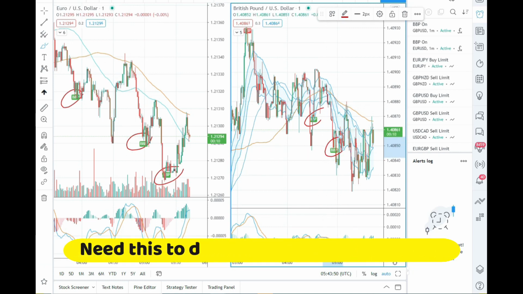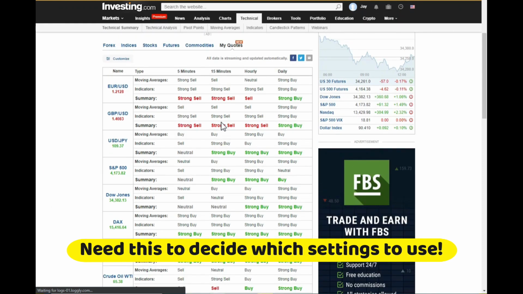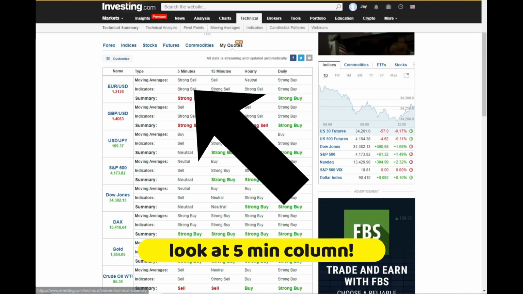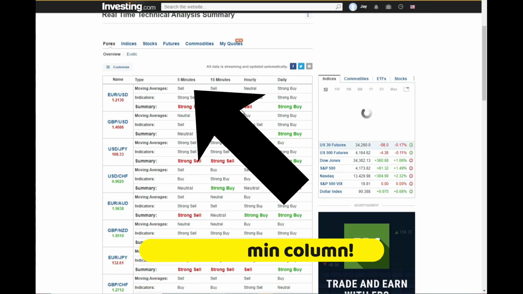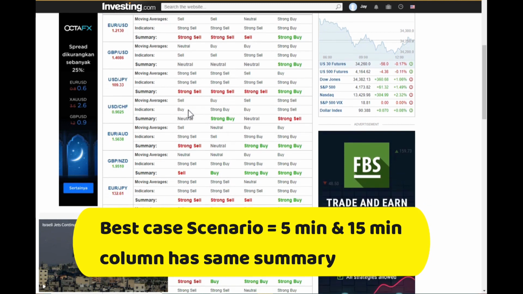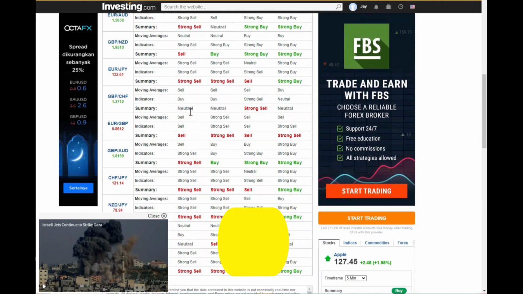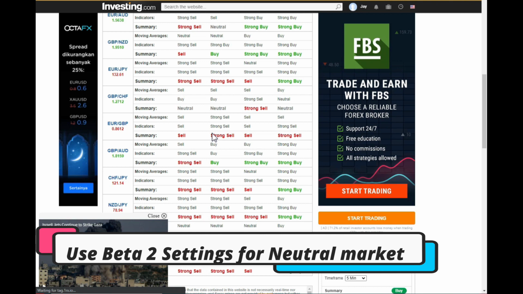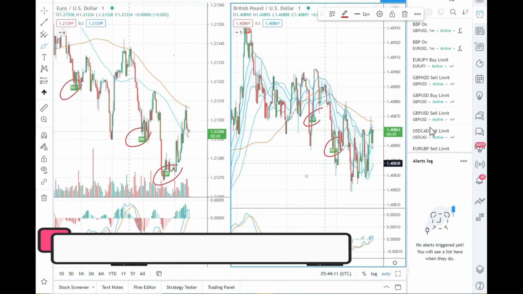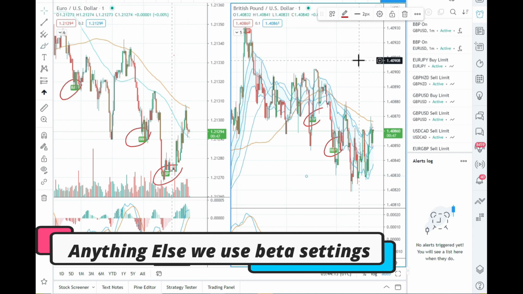In addition, I will be using the investing.com technical summary to help guide me on which settings I would use. In general, we will look at the 5 minutes and the 15 minutes. Ideally, I would prefer them to be similar. For a neutral market, I would use the beta 2 settings, and if there's a sell or strong sell, buy or strong buy, I will use the beta settings instead.